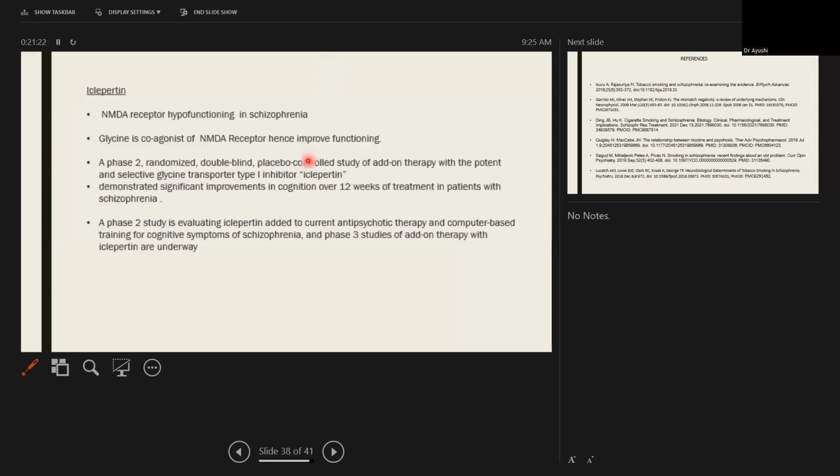Last is clepertin. Again, we know that there is NMDA receptor hypofunctioning in schizophrenia. So glycine is a co-agonist for the NMDA receptor. So clepertin is a glycine transporter type 1 inhibitor, and it is in a phase 2 randomized double-blind placebo-controlled trial. The phase 2 study is evaluating clepertin added to current antipsychotic therapy and computer-based training for cognitive symptoms of schizophrenia, and phase 3 studies of add-on therapy with clepertin are underway.